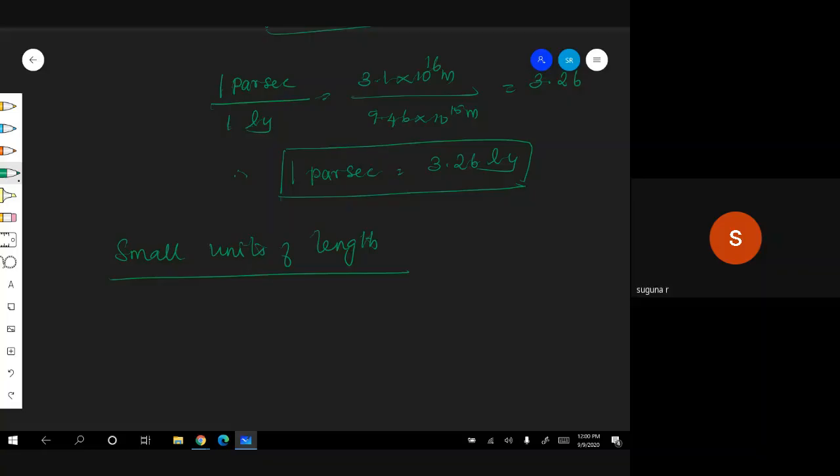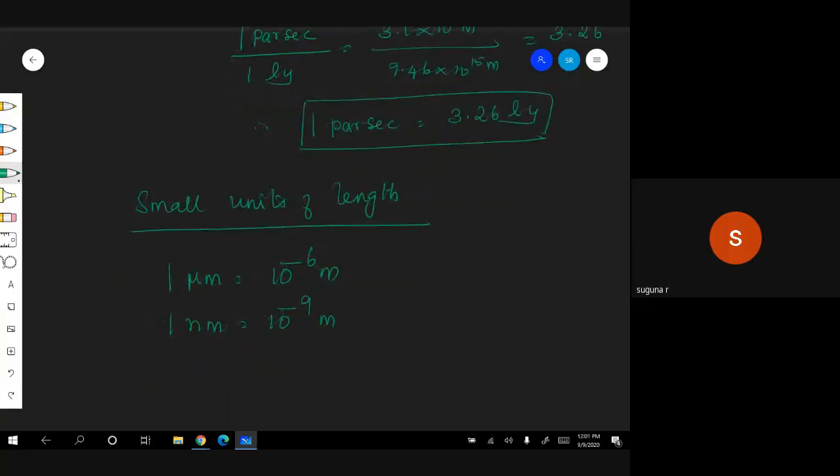Small units of length: 1 micron, or micrometer, is equal to 10 power minus 6 meter. 1 nanometer is equal to 10 power minus 9 meter. And one very important one, angstrom.